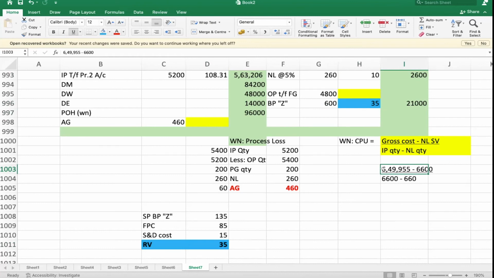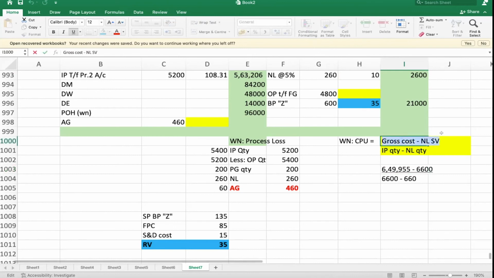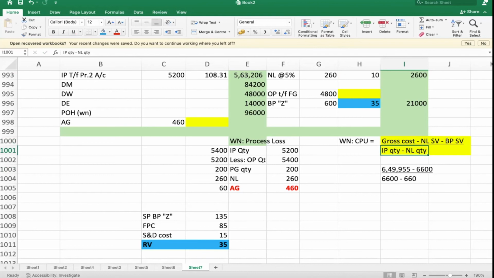Now, whenever byproduct comes into the picture, here we have to do an adjustment in the formula. So I need full attention. Gross cost minus normal loss salvage value minus byproduct salvage value we can take, divided by input quantity minus normal loss quantity minus byproduct units. Byproduct quantity. Now you got the idea or not?